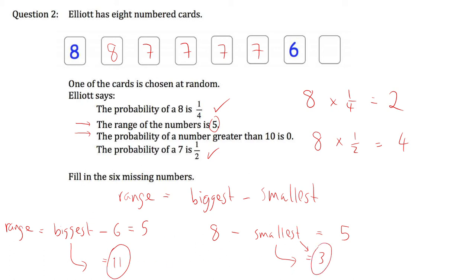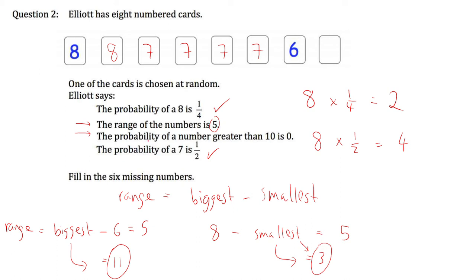If it was 11, the range would be 5, because it'd be 11, the biggest, take away 6, the smallest, and that would give a range of 5. And also, it could be 3, because the biggest would be 8, take away 3 would give the range of 5. So they both work to give a range of 5.